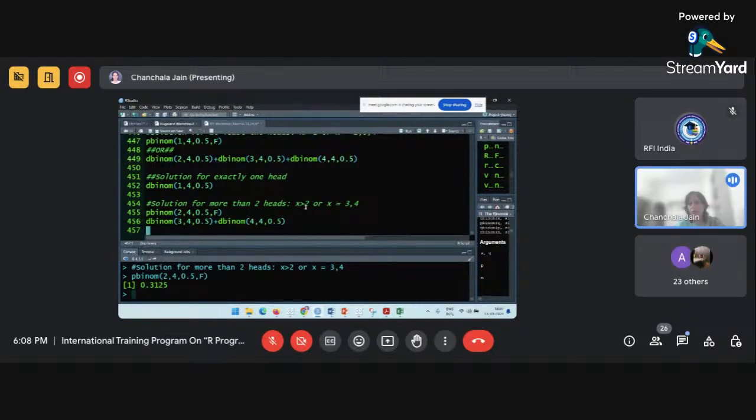Greater than 2, sir. Only the logic you need to understand. Greater than 2 means if I'm keeping 2 here and making it true, it will go to the lower side, 0, 1 and 2. And I am looking for 3 and 4, so I need to put false. Understood? Clear? Yes, ma'am.